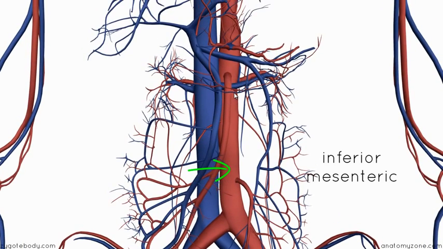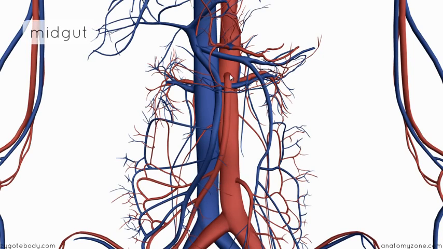First I'll talk a little bit about the relations of the superior mesenteric artery, and then I'll talk about the branches. The superior mesenteric artery supplies the midgut. The midgut is the section of the intestine which runs from just below the major duodenal papilla to 2/3 of the way across the transverse colon.